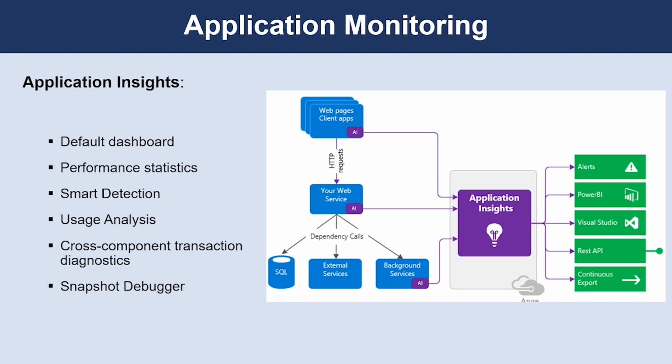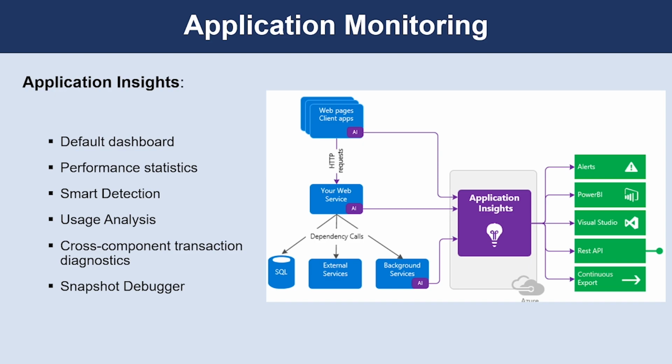Usage analytics can give telemetry on which features of applications are most frequently used or whether all application functionality is being used. You can use Snapshot Debugger to automatically collect a snapshot of a live application in case of an exception to analyze it at a later stage.